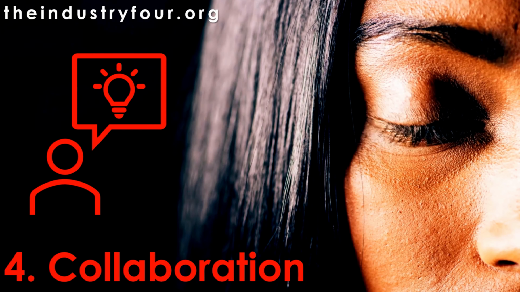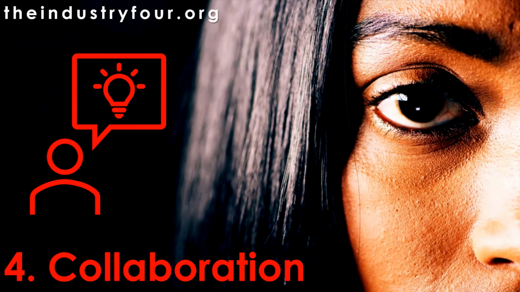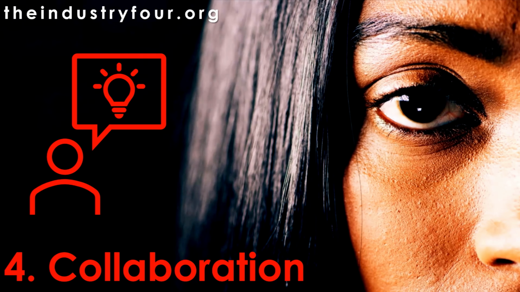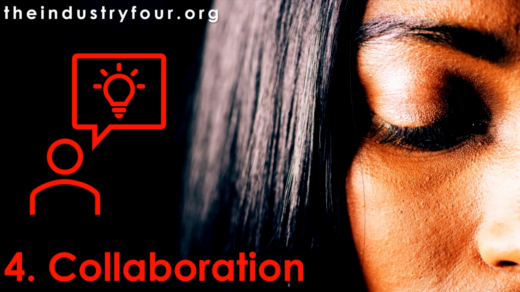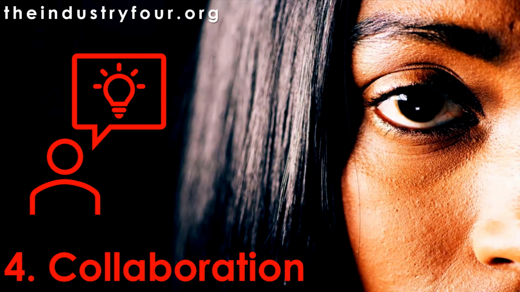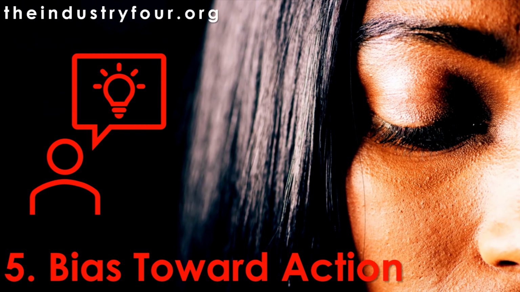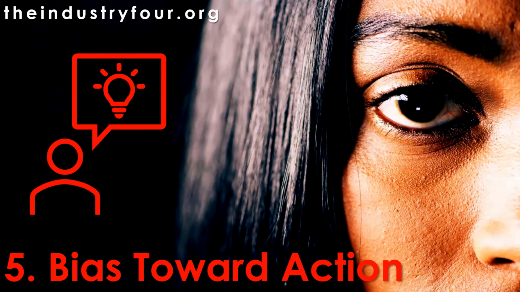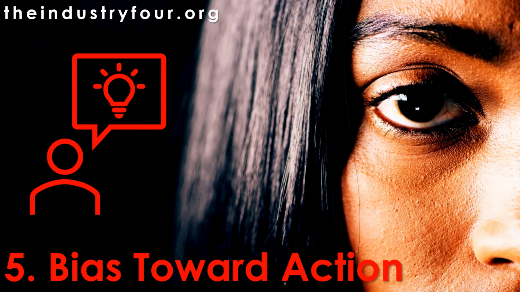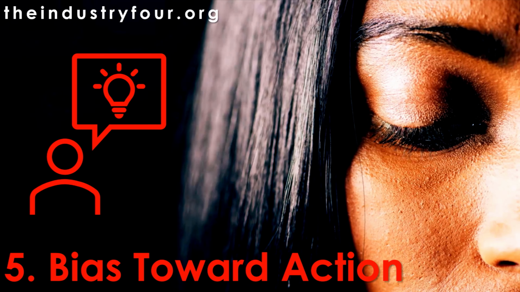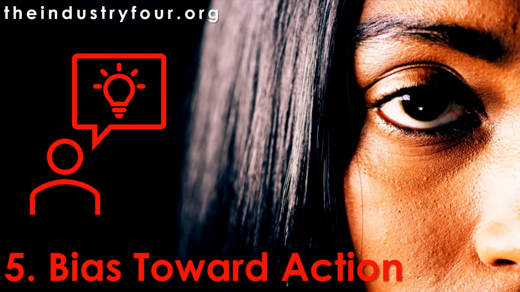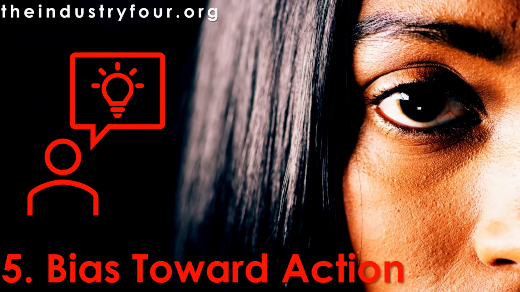Number 4. Collaboration. Cross-functional teams with diverse skills and backgrounds work together in the design thinking process to bring a variety of perspectives to the problem-solving process. Number 5. Bias toward action. Design thinking encourages taking action and creating prototypes early in the process to learn from real-world testing.